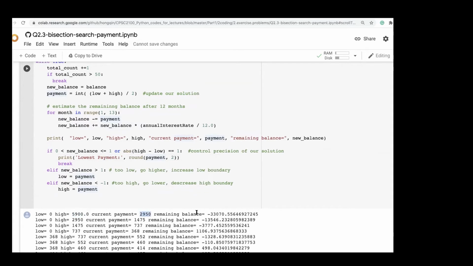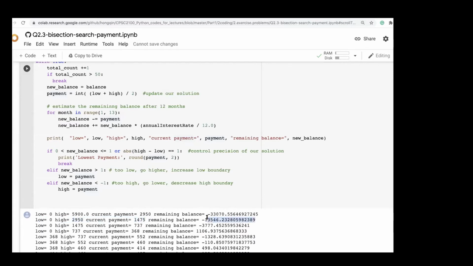If we start that, obviously that's too high, so we have a negative balance. That means I overpaid. That means I need to reduce my current payment. Very good. That means my high bound should be lower. So I move my high bound to the current payment, which is 2950. That's actually correct. So I moved my high bound lower, and then my current payment will be half of that, 1475.